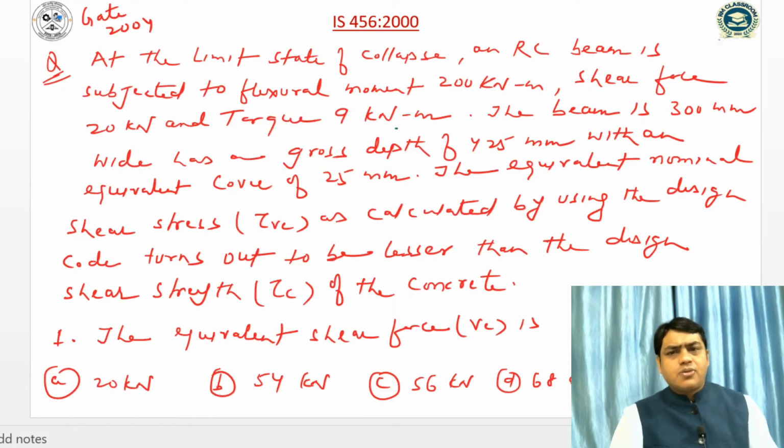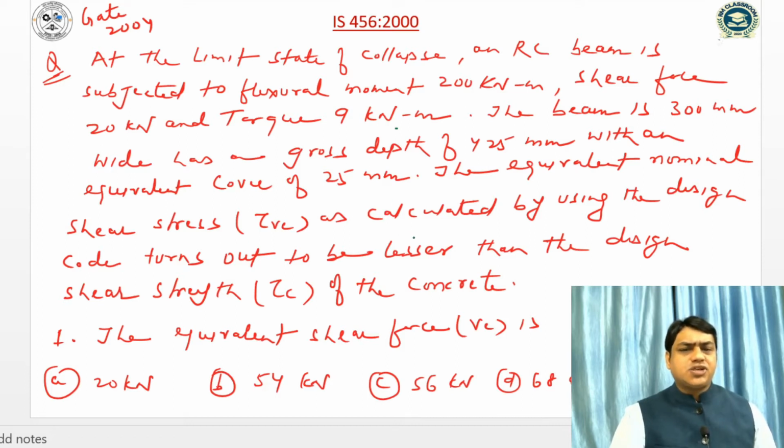So let us take one problem. At the limit state of collapse, an RC beam is subjected to a flexural moment of 200 kilonewton meter, a shear force of 20 kilonewton and a torque of 9 kilonewton meter. The beam is 300 mm wide, has a gross depth of 425 mm with an equivalent cover of 25 mm.